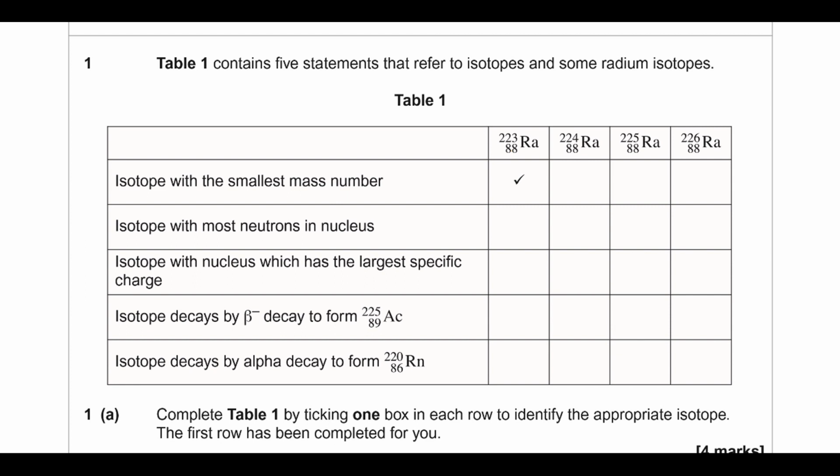The isotope with the smallest mass number is obviously the one with the smallest top number, so 223. The isotope with the most neutrons must be this one over here. They've all got the same number of protons, so a higher nucleon number must mean a higher number of neutrons. The isotope with a nucleus that has the largest specific charge is going to be this one, because it has the smallest mass, but they all have the same charge, so it's going to be that one.